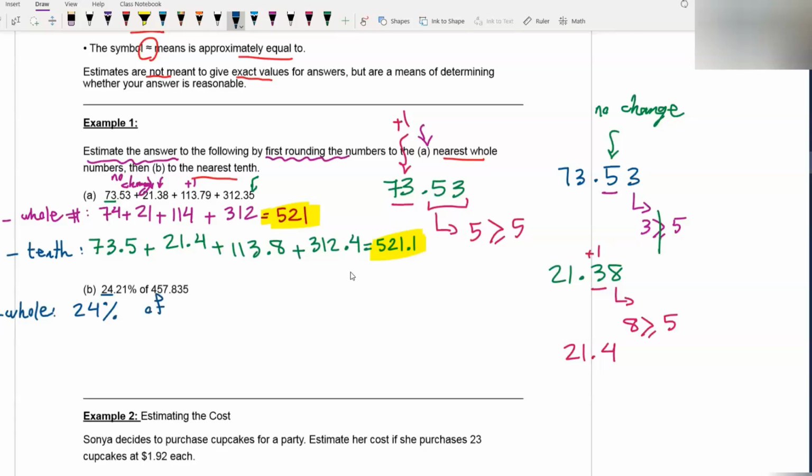of 457.835. So the whole number is this part. Looking to the right of that one is this number, 8. Is 8 greater than or equal to 5? If so, here we have to add 1. 458. I'm erasing this one.